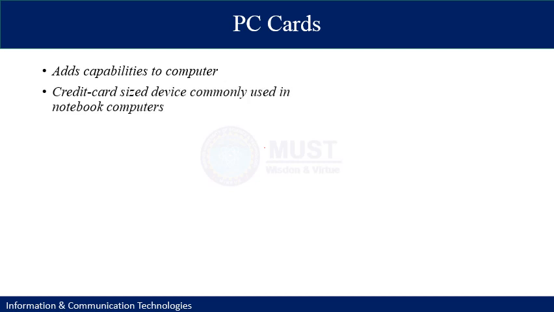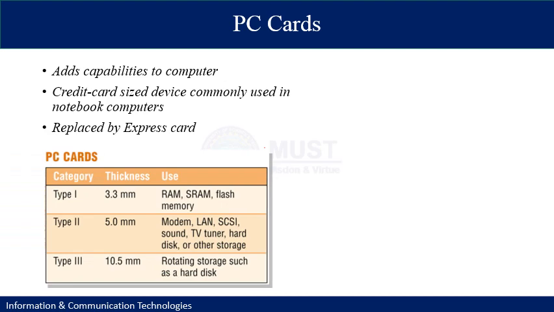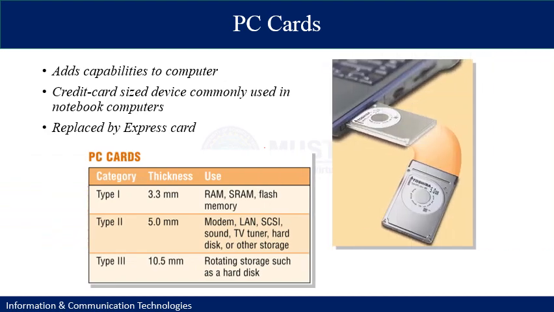Another common storage in the computer is the memory card, or the personal computer or PC cards. These cards are used for different purposes and add capabilities to the computers, and are similar or equivalent in size to a credit card. These devices are commonly used in notebook computers. However, these are replaced by some advanced versions referred to as ExpressCards. These consist of three different variants depending upon the thickness and their size, and the categories are type 1, type 2 and type 3 card.